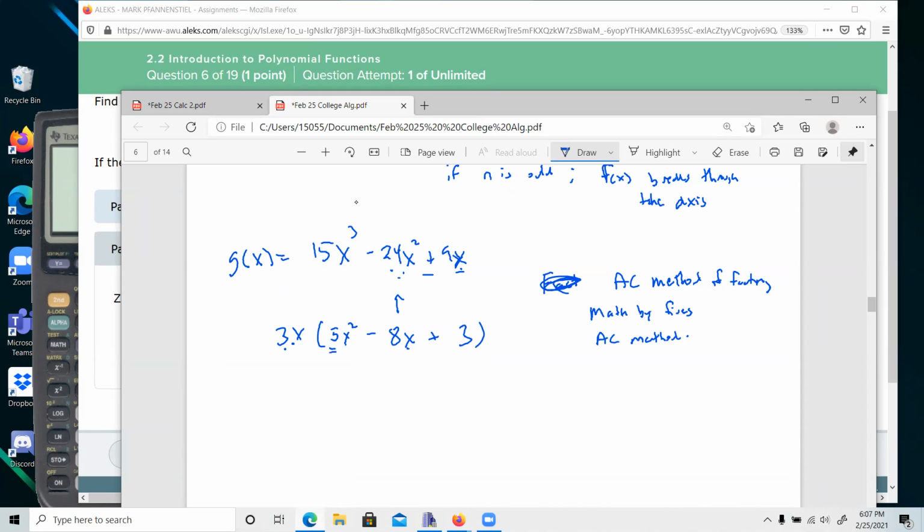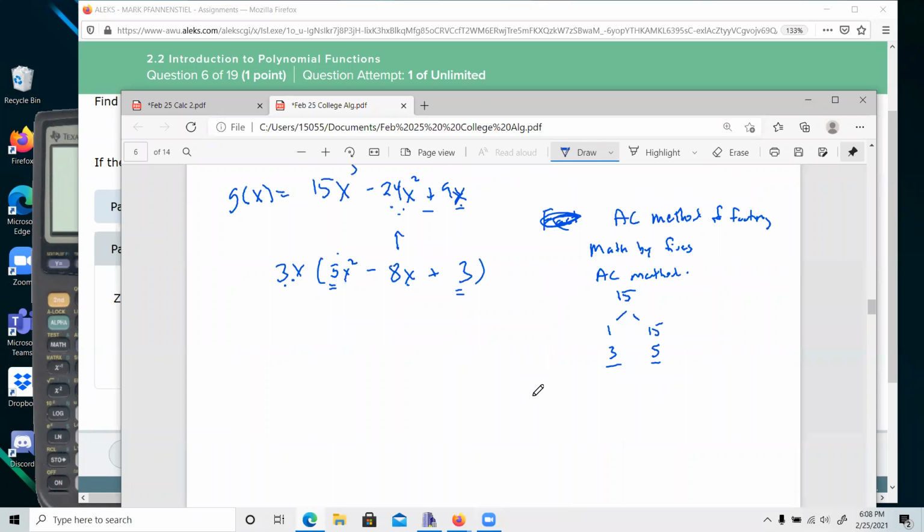So what we're going to do is identify the first and the last coefficients. If we have a quadratic, that's ax squared plus bx plus c. That's why it's called the AC method. So 5 times 3, that's 15. Then we see if we can find factors of 15 that add up to 8. Well, we have 1 and 15. We have 3 and 5. Oh, I think we found it. They're both going to be negative, right? Because negative 3 times negative 5 will be positive 15, and these will turn into that.